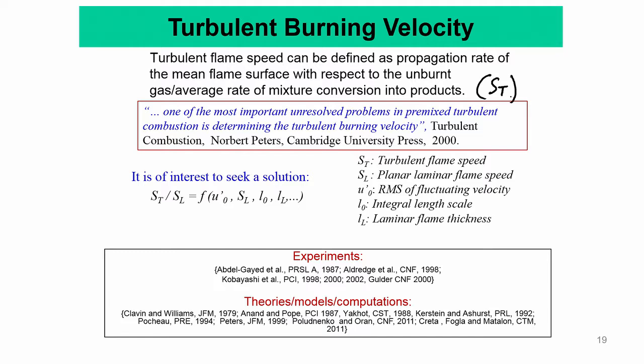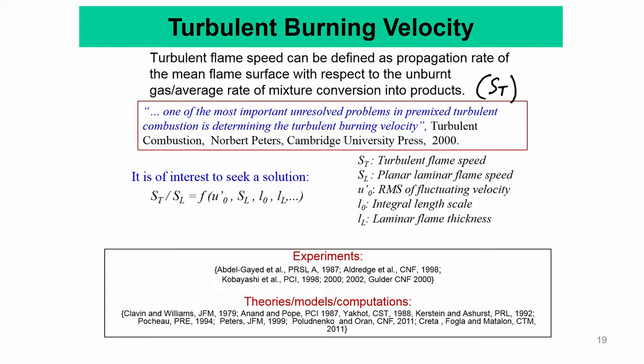Okay, this is what we described as ST, and we still do not understand turbulent flame speed completely. Peters describes in his book that one of the most important unresolved problems in premixed turbulent combustion is determining the turbulent burning velocity.